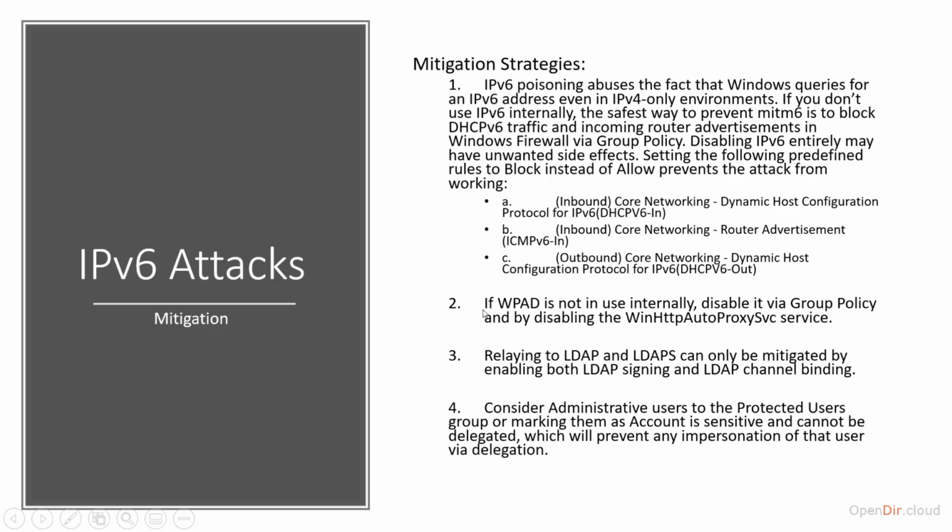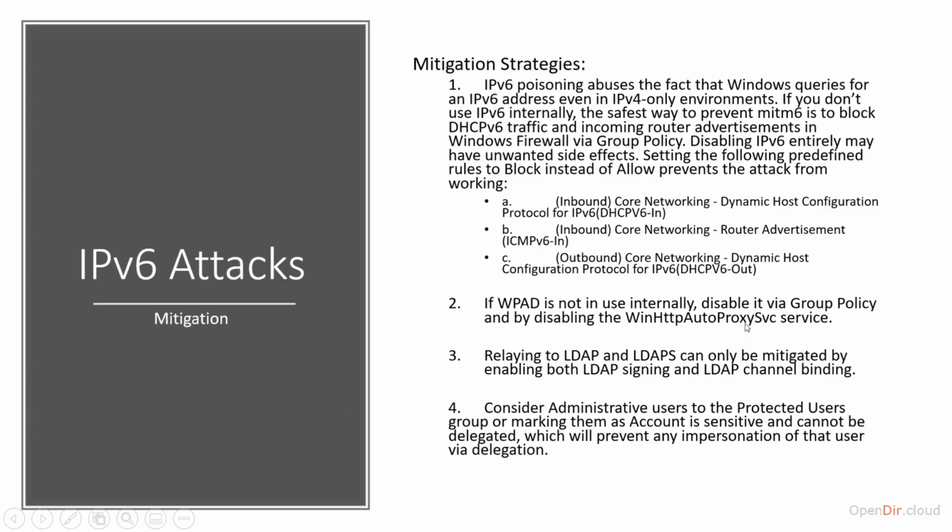Another thing to note is that if we're not using WPAD, then we should disable it with group policy. And this tells you just how to do that. And then the relaying. So we did relaying to LDAP and LDAP-S. We can only mitigate this by enabling LDAP signing and channel binding. So that's another mitigation strategy here.